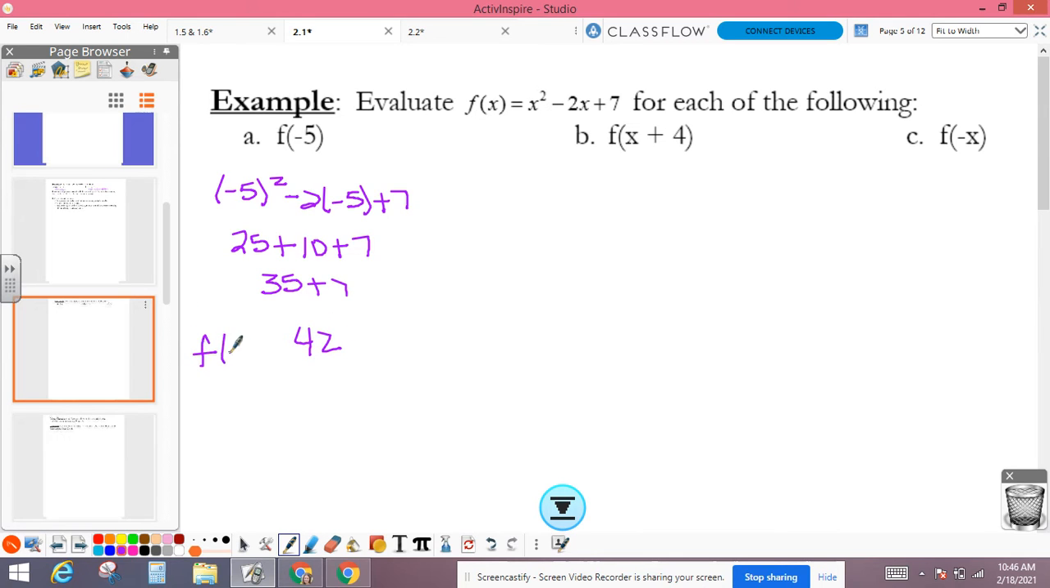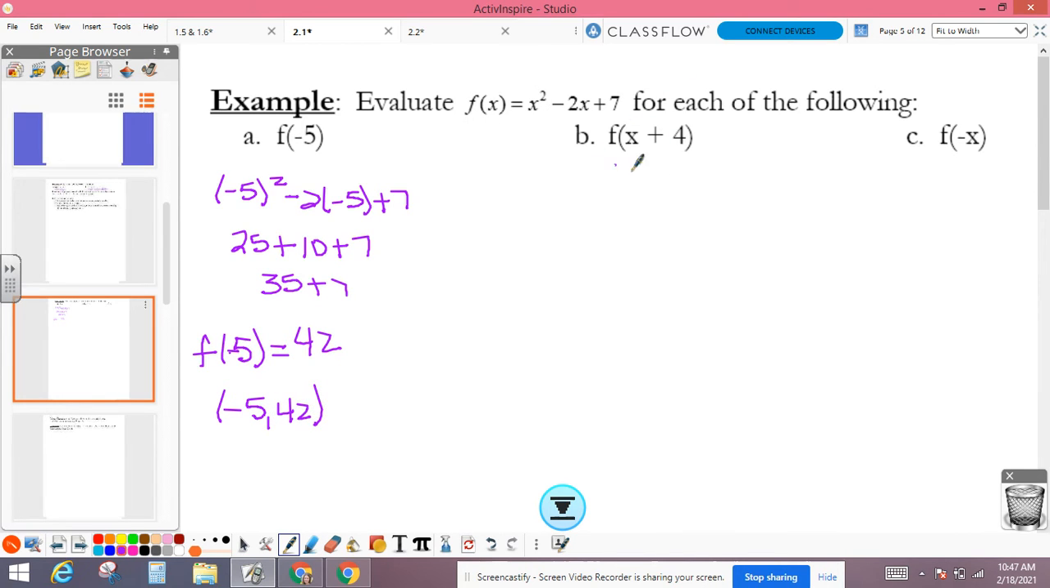So f of -5. I cannot make that look like a 5. We'll try again. There it goes. F of -5 is 42. That means you have the ordered pair -5, 42.